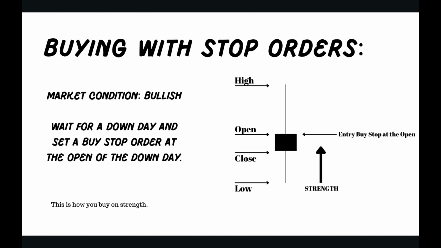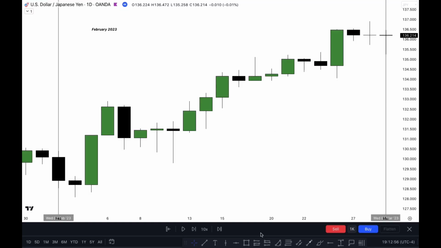Let's look at an example and how this could be utilized. For this example, we're looking at US dollar versus Japanese yen, February 2023. And as we can see, this clearly was a bullish trend or bullish leg or a bullish month or whatever you want to call it. Yes, it is hindsight. However, I tell traders this all the time.